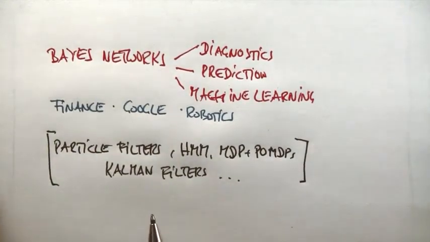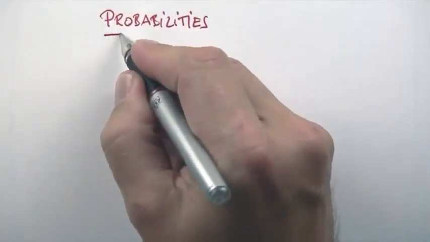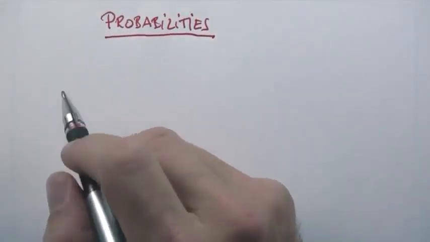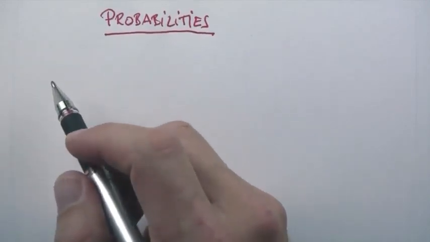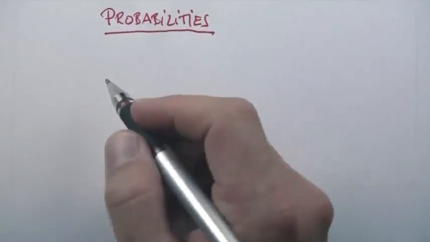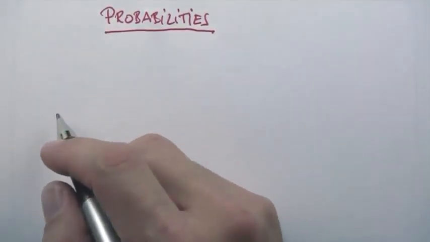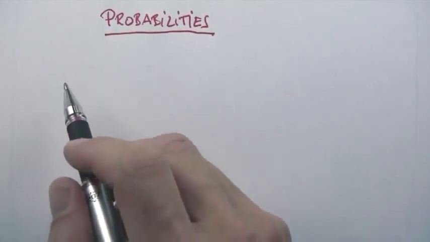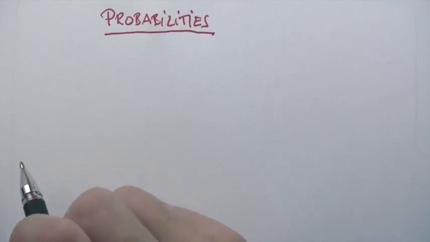So let's start now at the very basics. So let's talk about probabilities. Probabilities are the cornerstone of artificial intelligence. They are used to express uncertainty, and the management of uncertainty is really key to many things in AI, such as machine learning and Bayes network inference and filtering and robotics and computer vision and so on. So I'm going to start with some very basic questions, and we're going to work our way up from there.